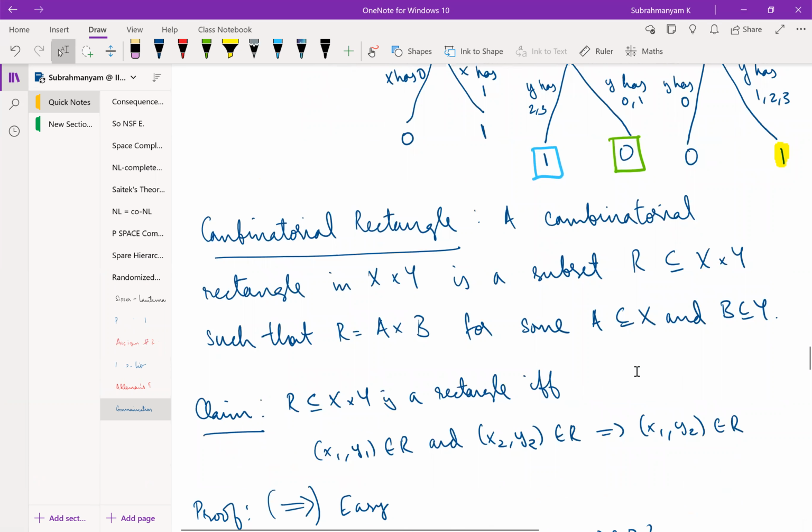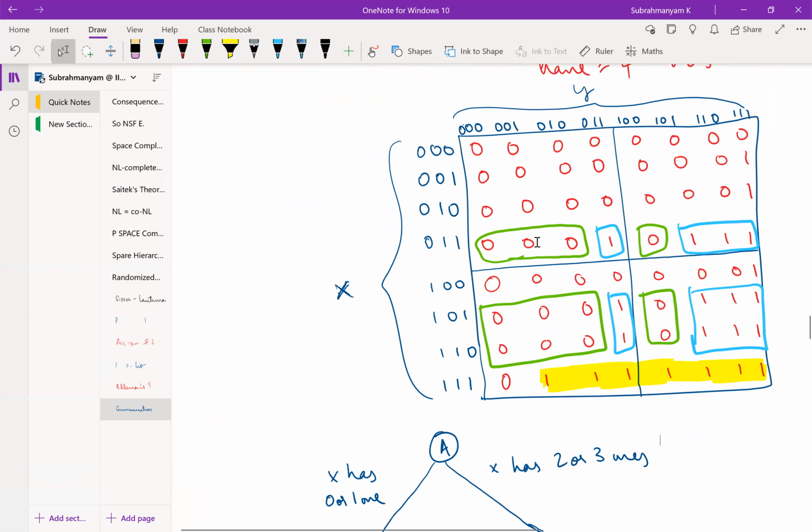So that is the next definition. A combinatorial rectangle is just a Cartesian product of two sets. R is a combinatorial rectangle if it can be written as A cross B, where A is a subset of X and B is a subset of Y. Right? So this checks out.